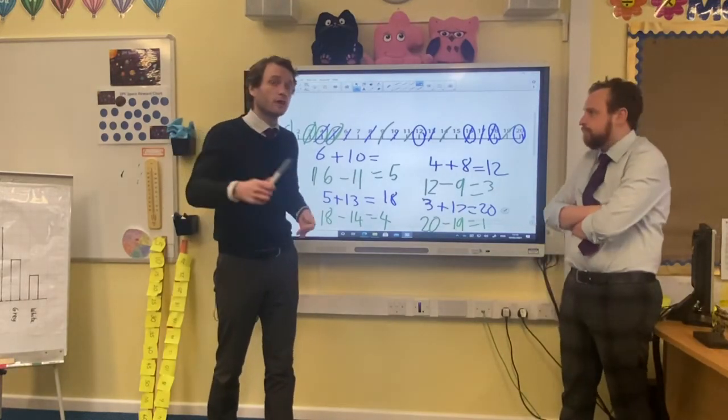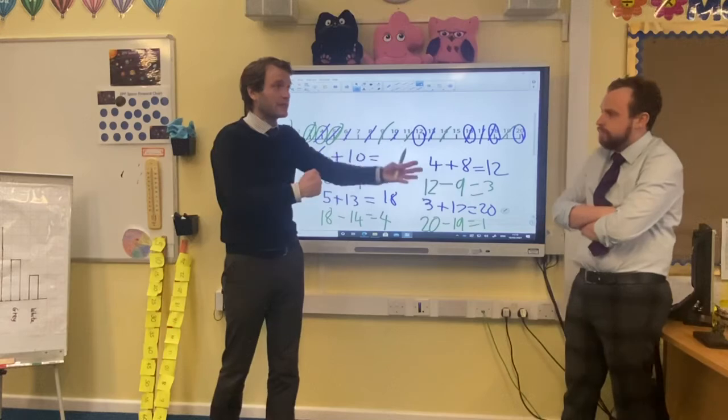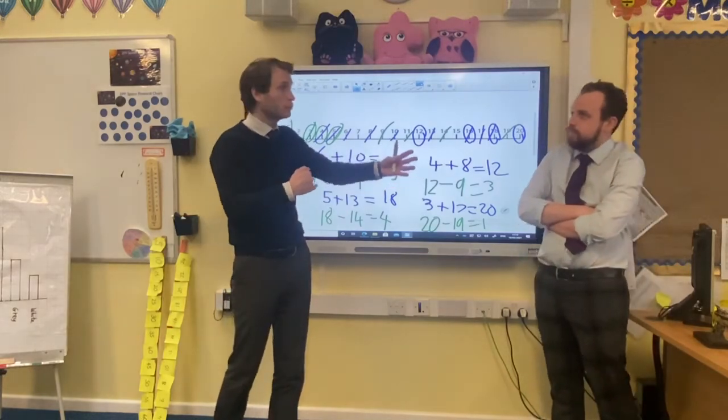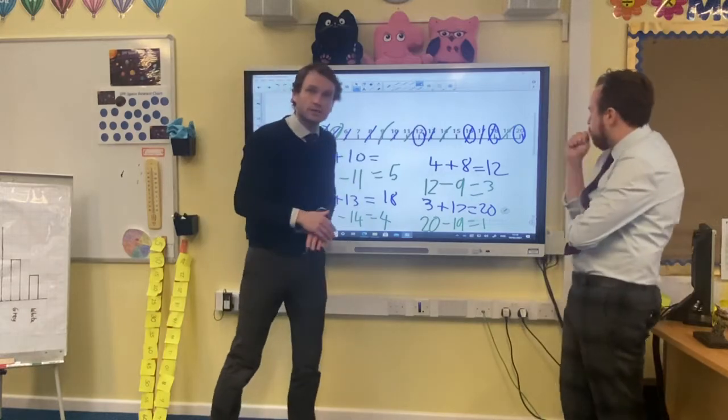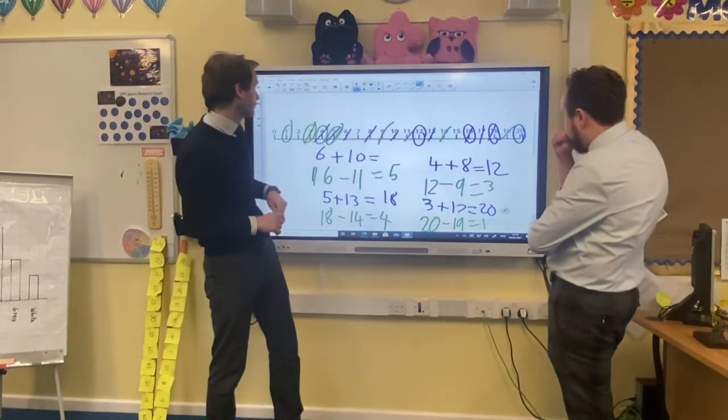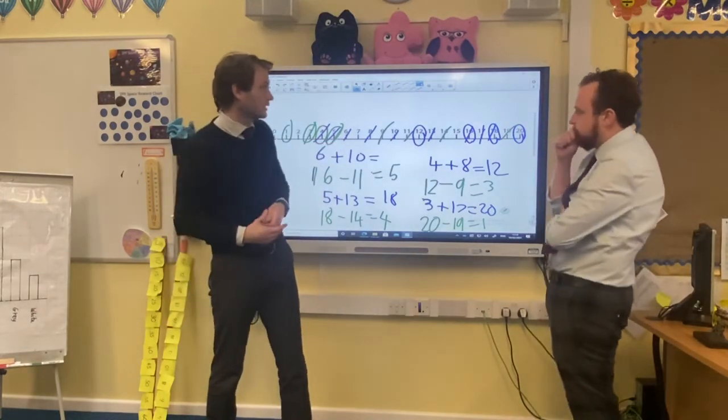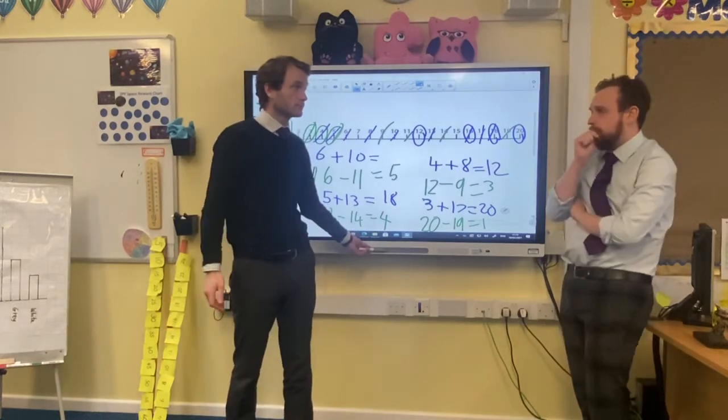You could also try, maybe rather than working against your partner, working with each other. Is there a way to use all of the numbers? Because we had a few left at the end, didn't we? Yeah, 15, 7, 0. Yeah, we had some left.